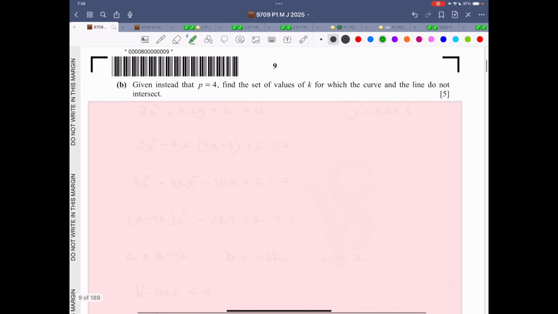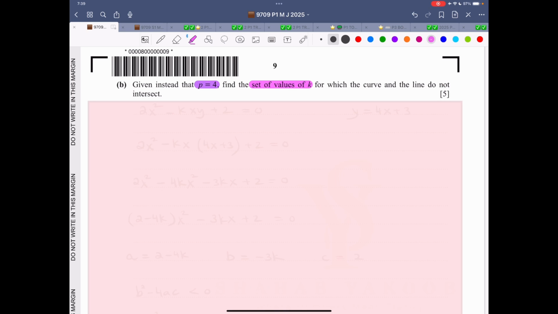Question 6, the second part. Now it says it is given instead that p is 4. So now they have given us the value of p is 4. Find the set of values of k. So now find the set of values of k. That means it's about an inequality.